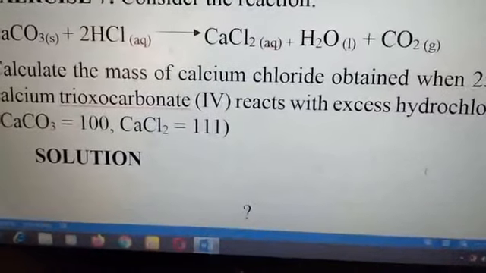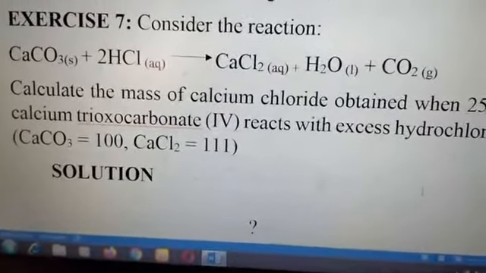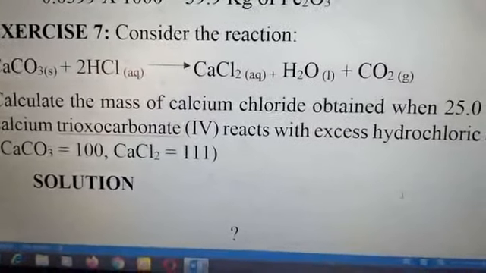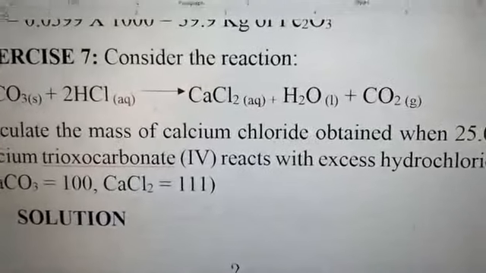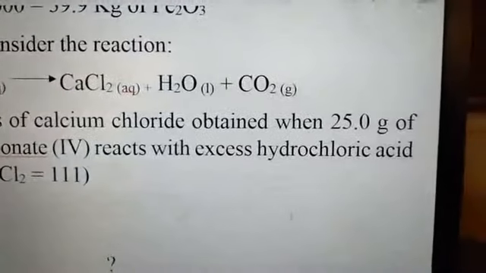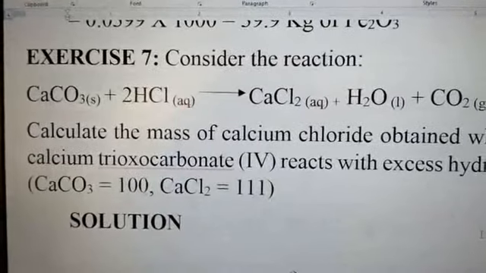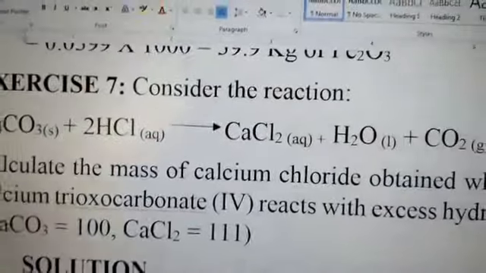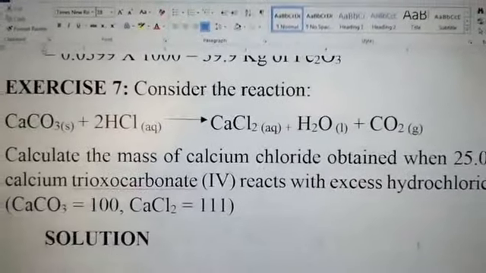The molar mass of calcium chloride is given to us as 111. So what are we looking for? We're looking for the mass of calcium chloride. That is the unknown. And which substance was given to us? They gave us 25 grams of calcium carbonate. This one is the known, CaCO3, while CaCl2 is the unknown.